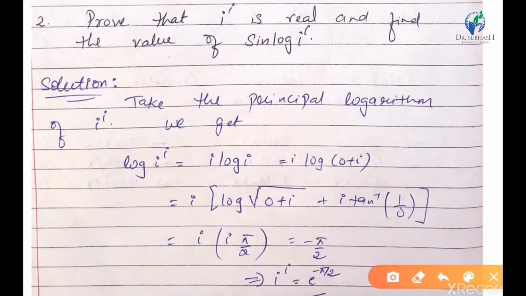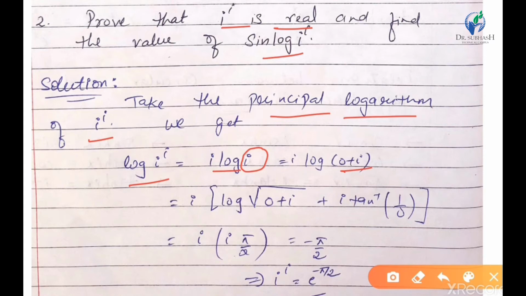What is our next question? Prove that i raised to i is real and find the value of sin of log i raised to i. First we will prove that i raised to i is real. Now to prove this, first we will take the principal logarithm of i raised to i. So log of i raised to i is equal to, we can write as, i log i. Now this i can be written as 0 plus i.